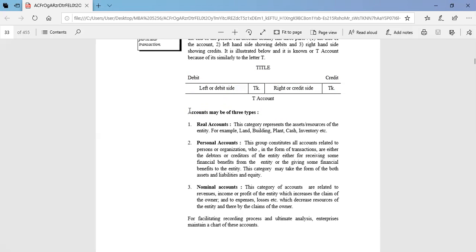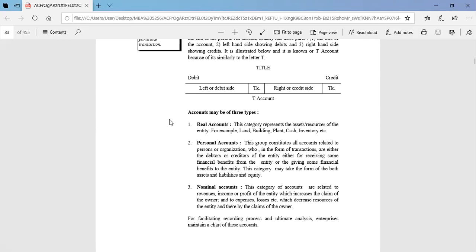Accounts may be of three types. One is the real account, two is the personal account, and three is the nominal account. In the double entry system, following the golden rules, accounts are of three types. One is the real account, that means assets and intangible assets. Those are real accounts, like land, building, plant, cash, inventory. So it is the real account.